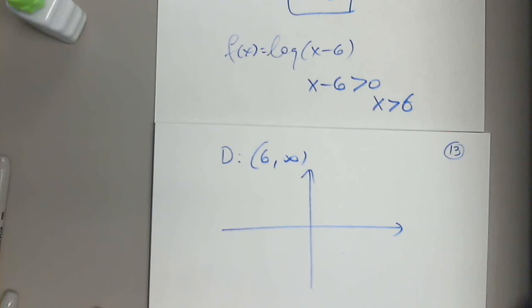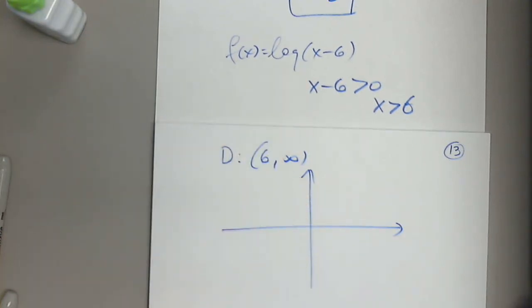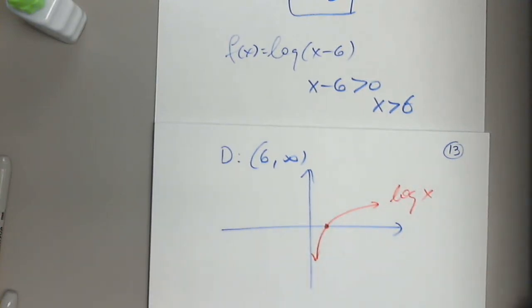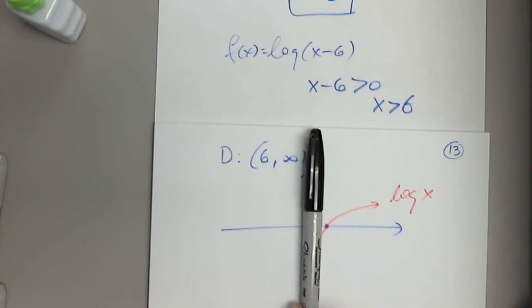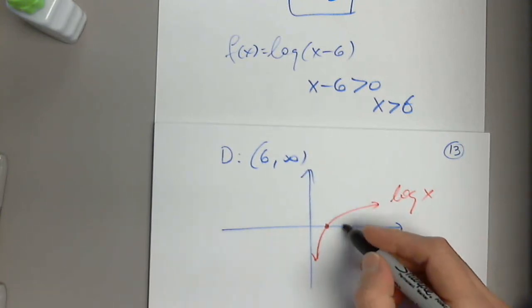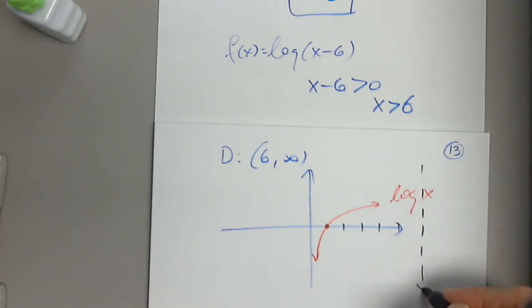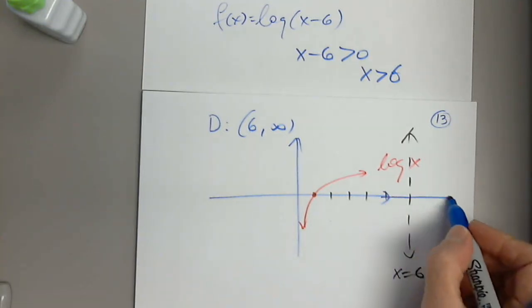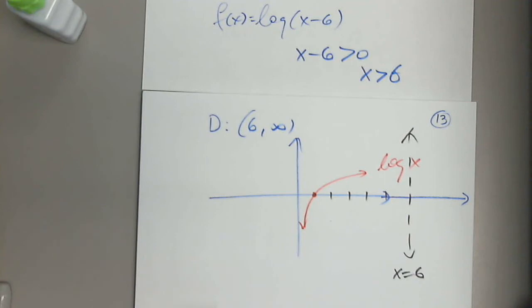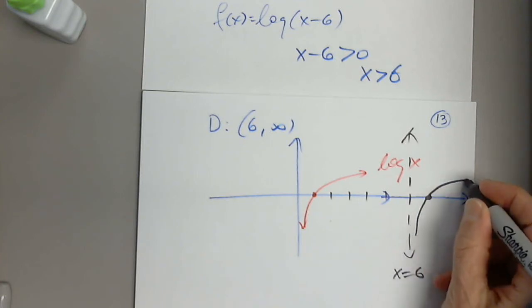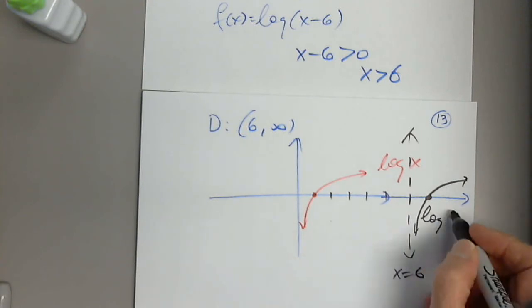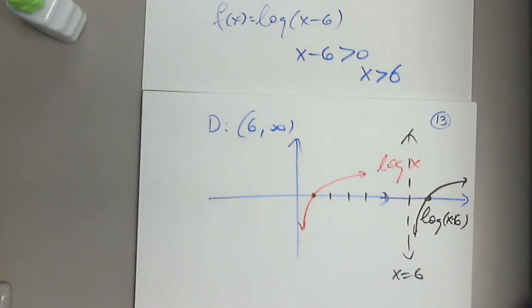So the pure log function, because its base is greater than 1, will cross at 1. So this is log x. But once you move it to the right, then you have to shift the vertical asymptote 6 units. So this is 1, 2, 3, 4, 5, and 6. So this is your vertical asymptote. And now, so my indicator moves where? Yes, at 7 indeed, because it's 1, 2, 3, 4, 5, 6. So this is log x minus 6.